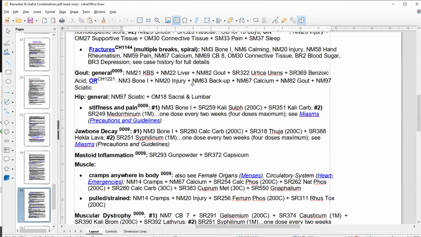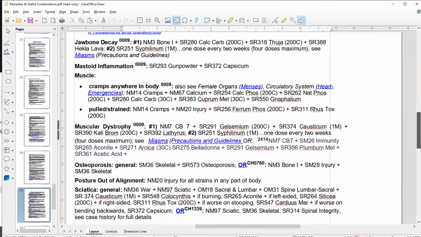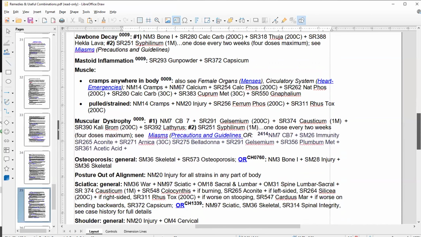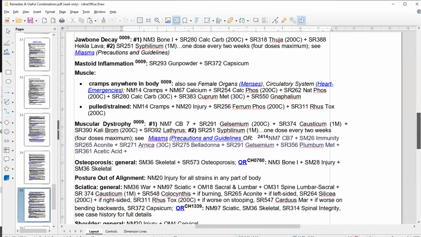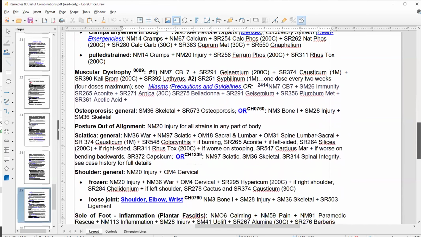What was that gout we were telling? It was the great toe, we saw that swelling and redness, painful, that is gout, and this is a gout combination. And hips in general, sciatica and sacral and lumbar, and mastoid inflammation, jawbone decay. It covers all bones and muscles, whichever, muscular dystrophy.